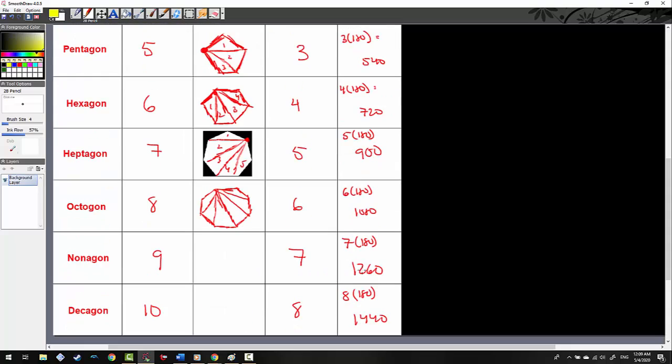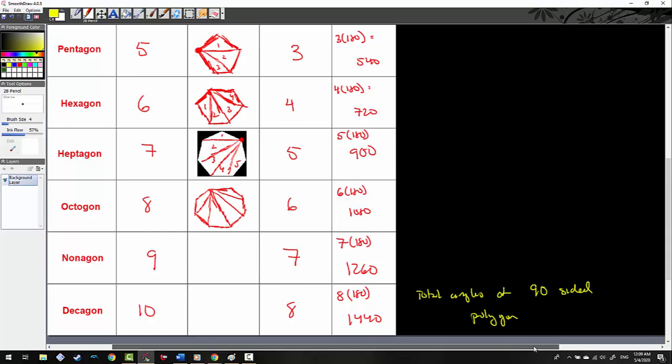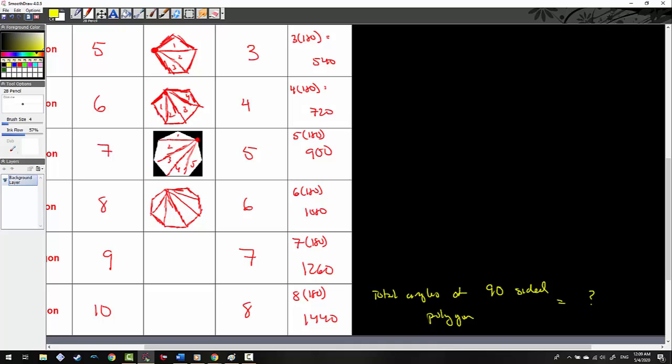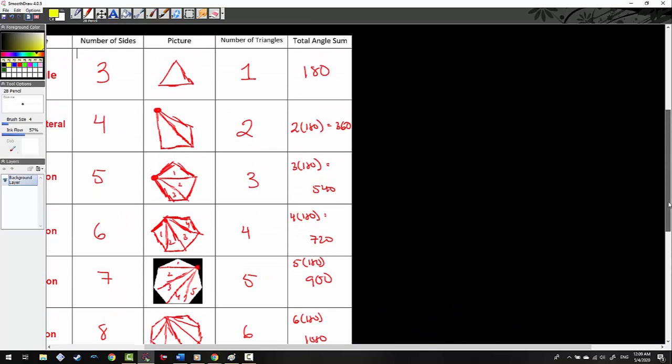So I want to find out the total angles of a... actually, let's make the stakes even higher. Instead of 70, let's call it a 90-sided polygon. The total angles of a 90-sided polygon. Well, what are they? Well, let's find out.